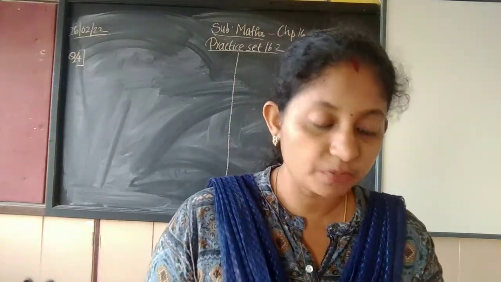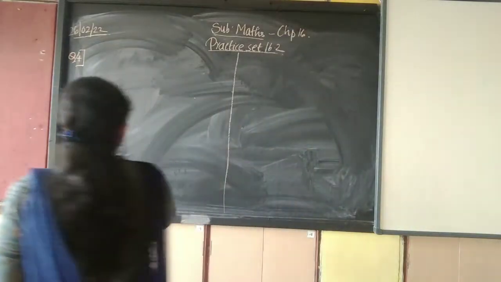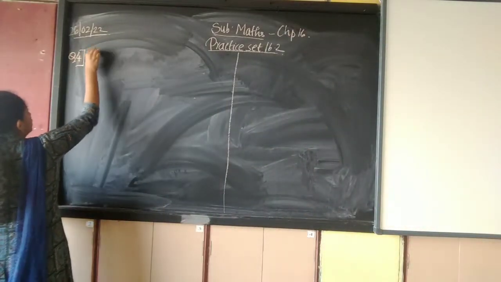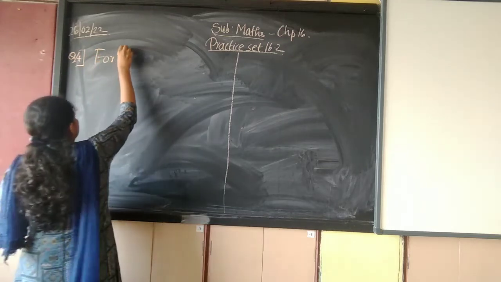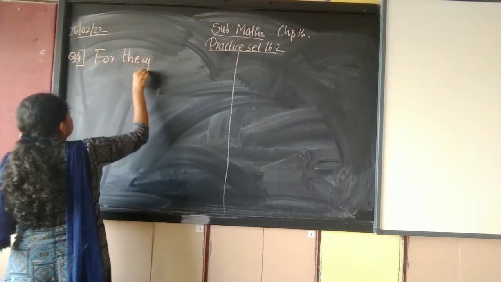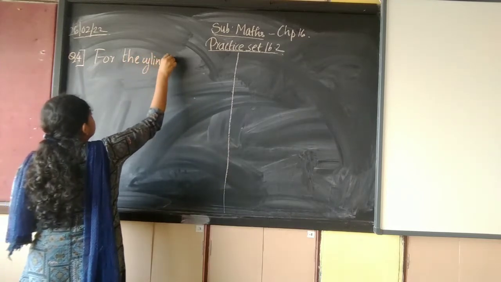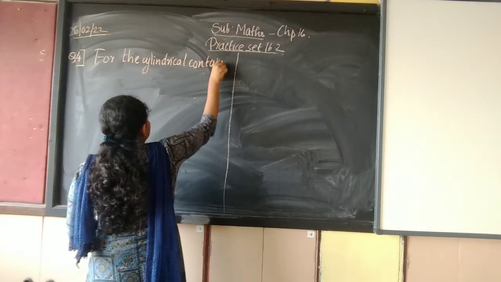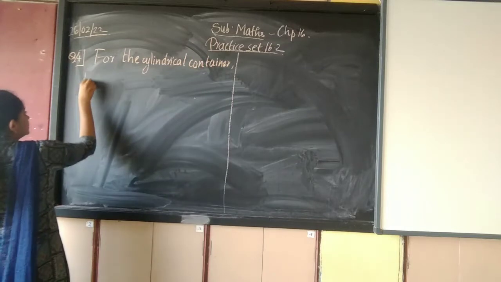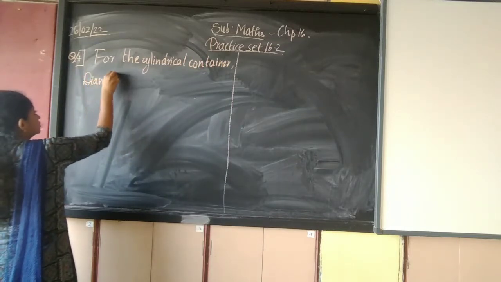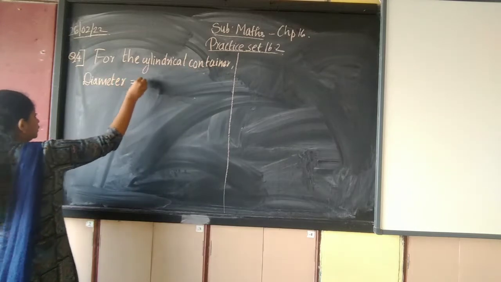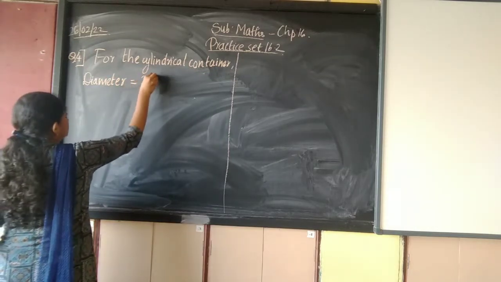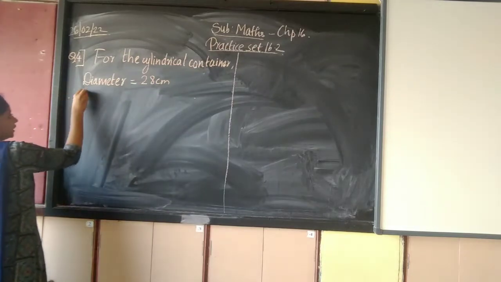Okay, so now let's solve. While solving, let's see how to solve. First we will see for the container and then we shall see for the lid. So step by step we will go. First we will write for the cylindrical container, diameter is given, is equal to 28 centimeter. Therefore radius is how much?